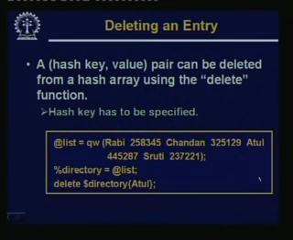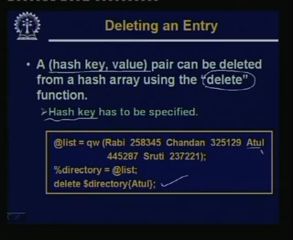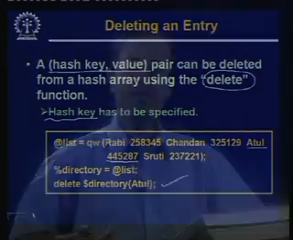Well, you can also delete an entire entry from the hash table. Entire entry means the hash key and value pair. This pair can be deleted by using a function called delete. Here again, whenever you are deleting, you will have to specify the value of the hash key. So, in the same example, if you give a command like this, delete dollar directory Atul, which means this Atul as well as the corresponding telephone number, both will get deleted from this list. Okay. So, using the delete command, you can remove a pair of key and value, meaning the hash key and value, from the associative array totally.